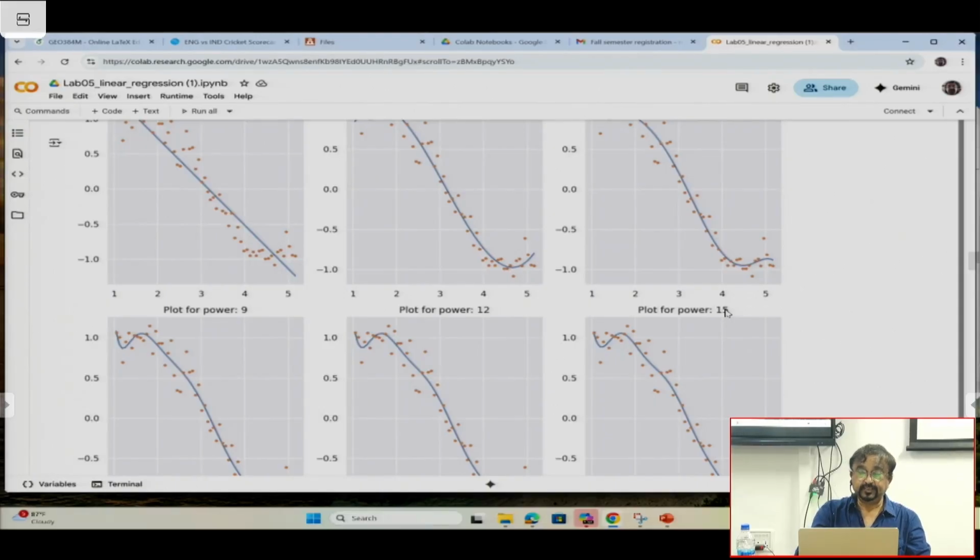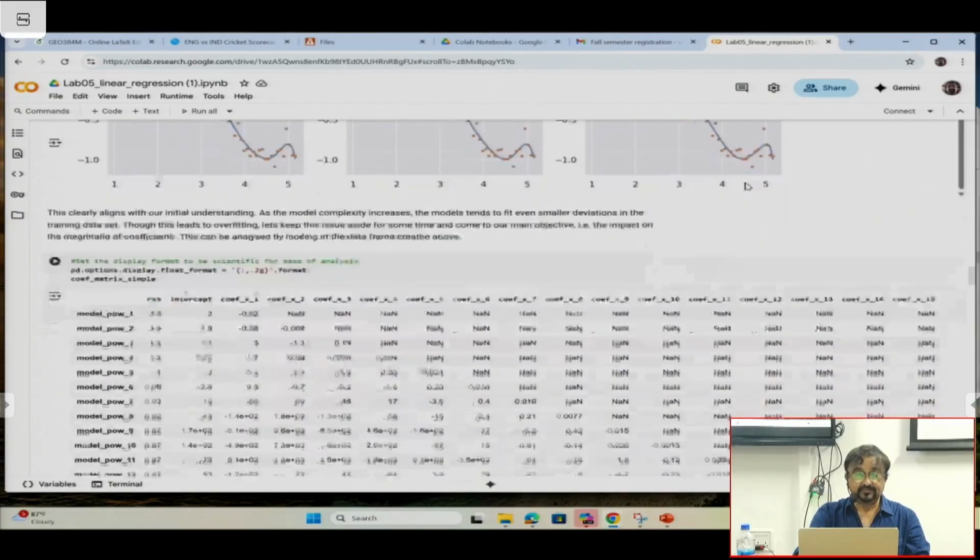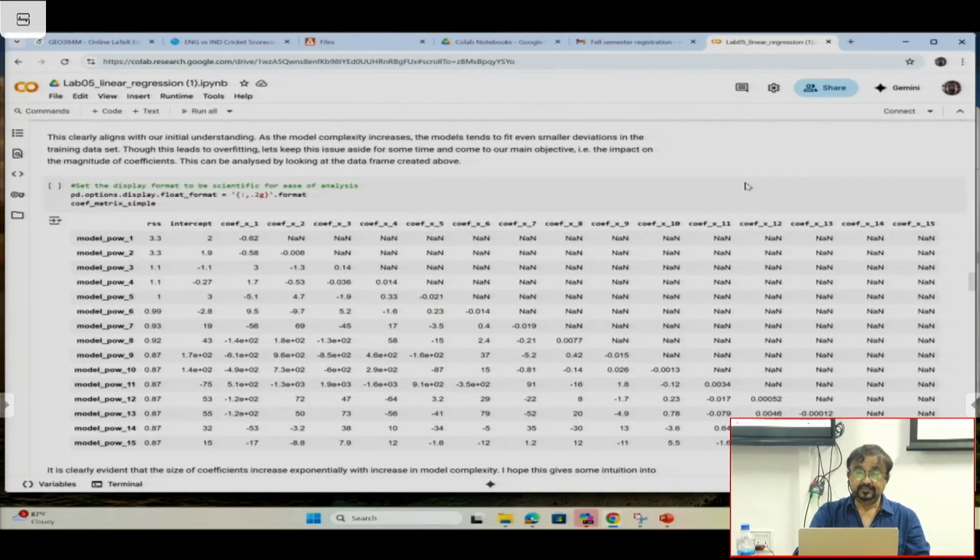Okay, so I think you're right that when you increase the order of the polynomial, you are fitting the data better, right? That means your data error is decreasing. Is it good or bad? Good. Okay. Now we will see if it's good or bad.